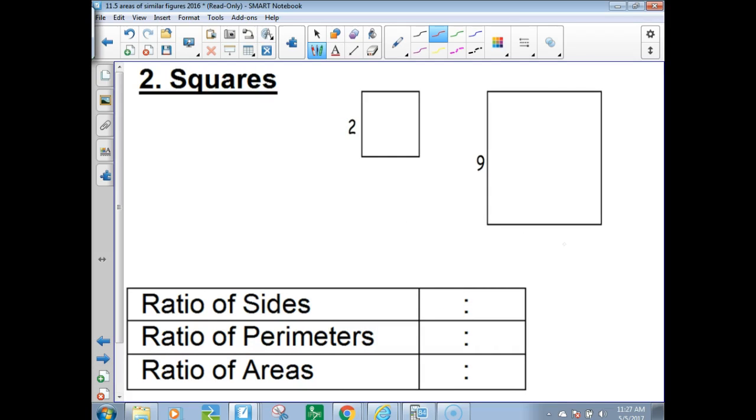All right, squares. Ratio of the sides for this pair is 2 to 9. The perimeters would then also be 2 to 9. The areas would be 2 squared to 9 squared, 4 to 81.